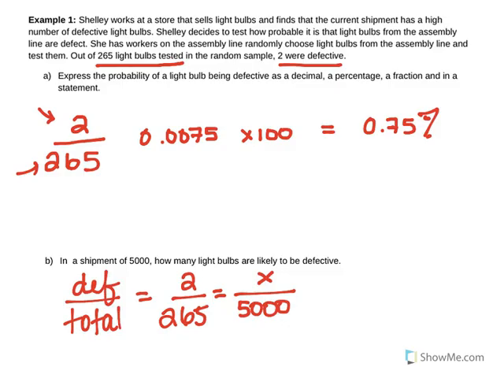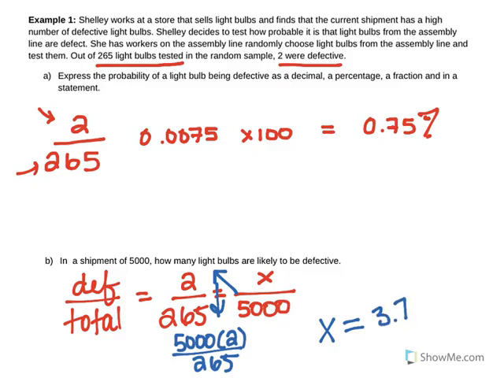We're going to do 5,000 times 2 divided by 265. And the number that you would get is 37.7. So in the shipment of 5,000 light bulbs, 37, roughly 38 are going to be defective.